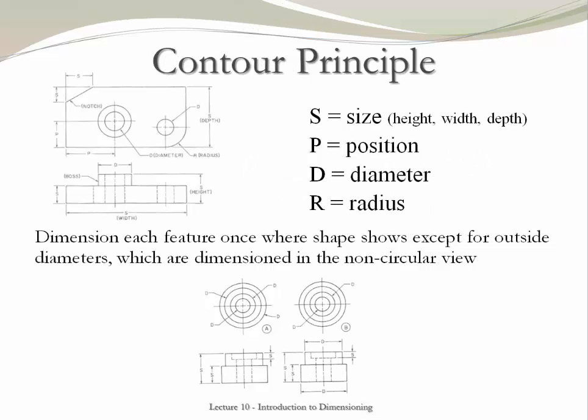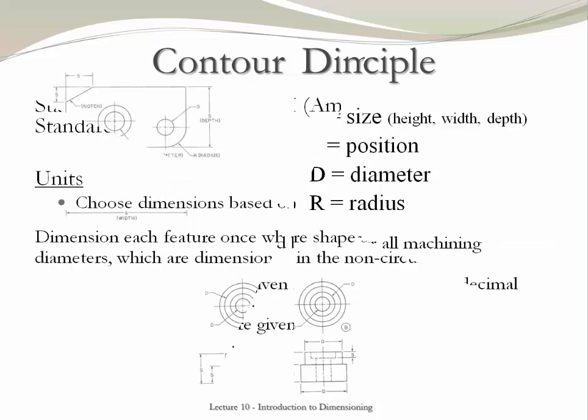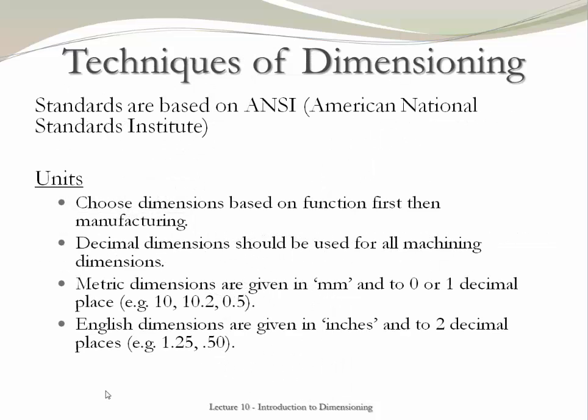Let's start with the contour principle. This principle uses four main types of dimensions to describe an object: size, position, diameter, and radius. This must be properly used in order to provide all necessary details about the features on an object. The standards to create a technical drawing are based on the American National Standards Institute.